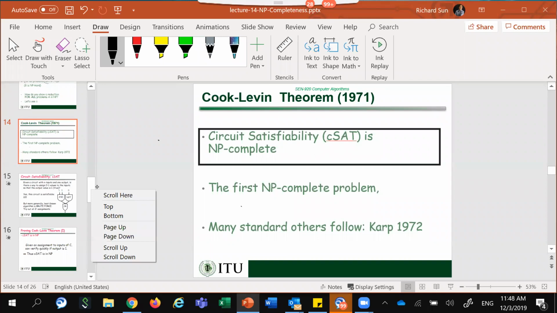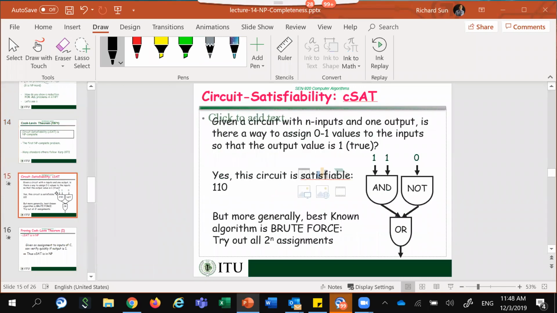Most people just mention Cook's theorem. So when people ask you what is Cook's theorem, you should at least say that it is related to NP-complete. The correct answer is that Cook's theorem proves that the first NP-complete problem, the circuit satisfiability problem, is NP-complete. One year later, Richard Karp at Berkeley proved many other problems that are also NP-complete, but the hardest one is the first. So what is the circuit satisfiability problem?